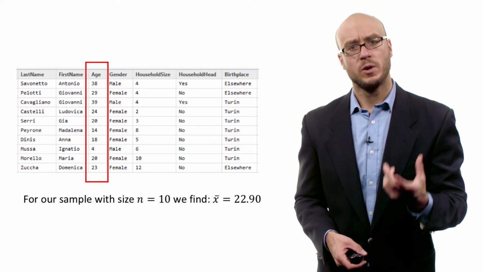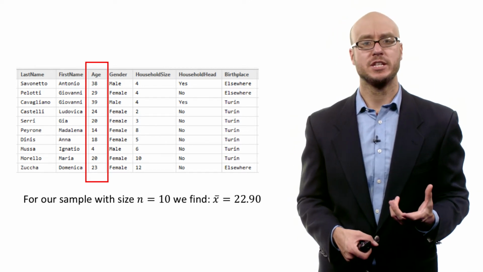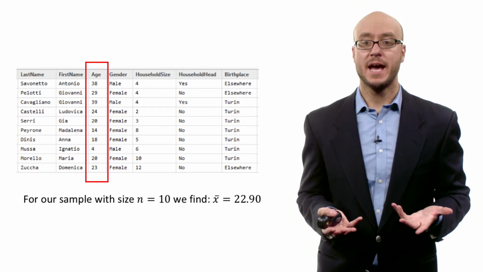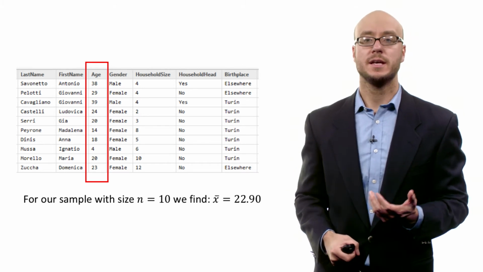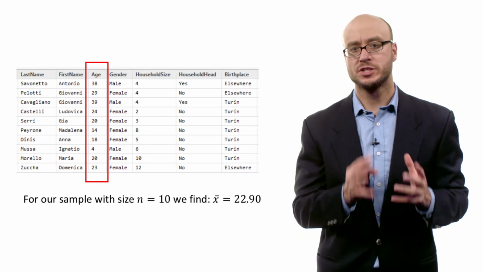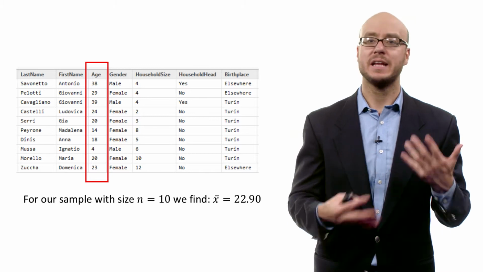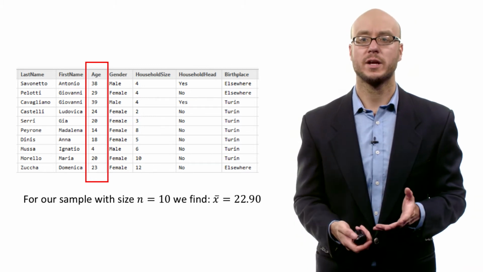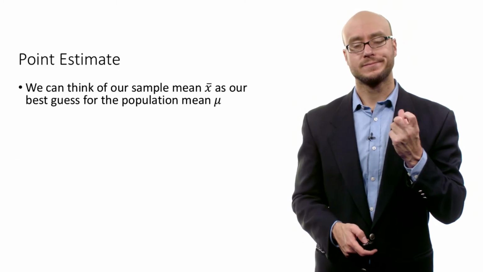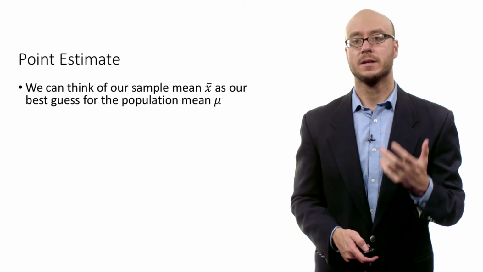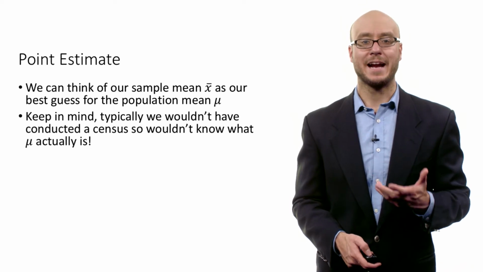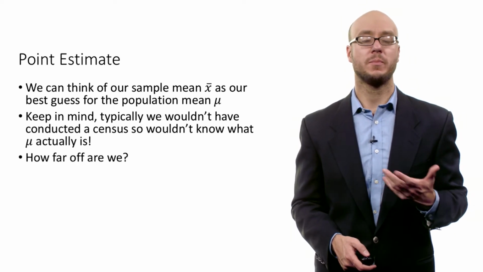Our goal is to guess the average age in the population. Just based on this random sample, our best guess for that population mean is our sample mean. And we get a sample mean of 22.9 years. So if we just use this random sample, we'd say, well, I think the average age in Turin, Italy in 1705 is 22.9 years, which we know is off because we have the population. But this point estimate, this sample mean, is really our best guess for that population mean, right? Because of course, we wouldn't actually have conducted a census, so we wouldn't really know what the population mean is.